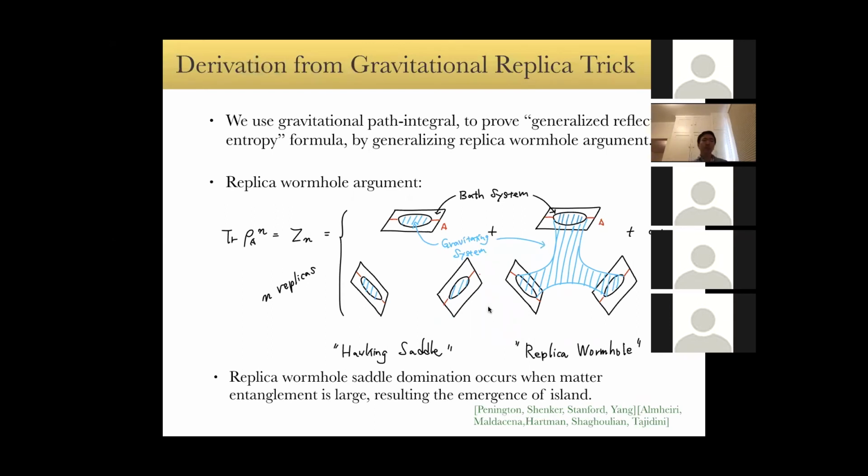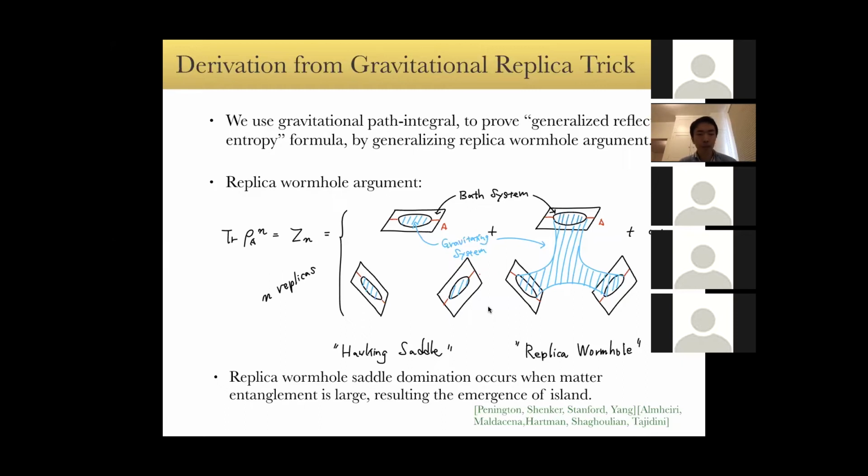Okay. Let me go to the derivation of this formula in terms of the gravitational replica trick. It is actually given by a kind of generalization of the replica wormhole argument. The original replica wormhole argument goes in the following way.